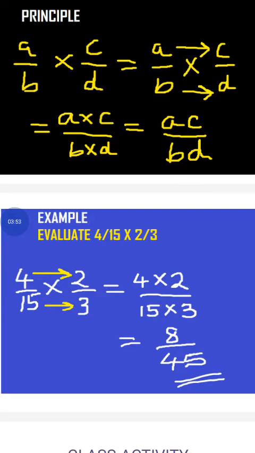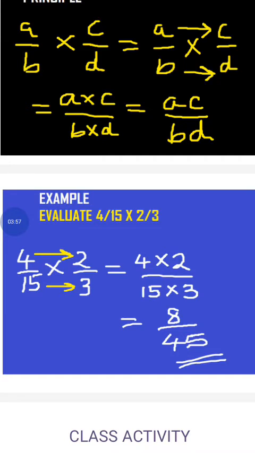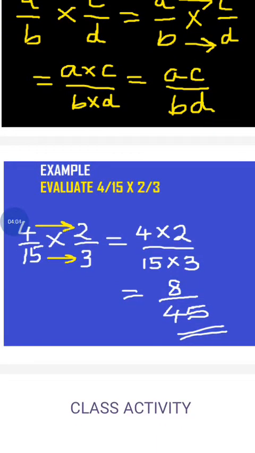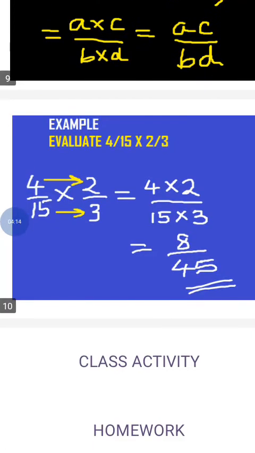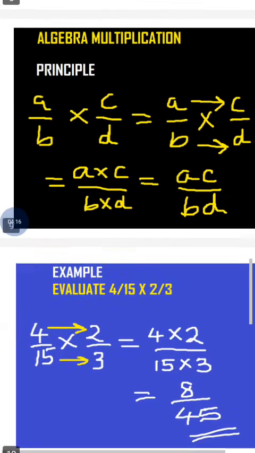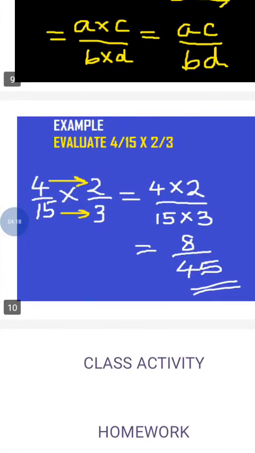So a over b is a fraction times another fraction, c over d. So what you do is it will be a times c over b times d. a is a numerator, c is a numerator, so multiply them, over b is a denominator times d is also a denominator, so multiply the two denominators and you have ac over bd. So that's that. So we go straight to an example.